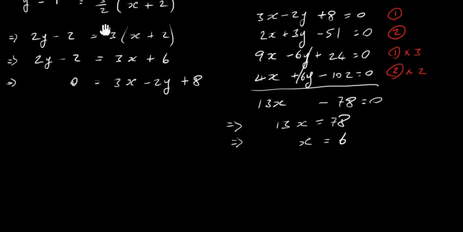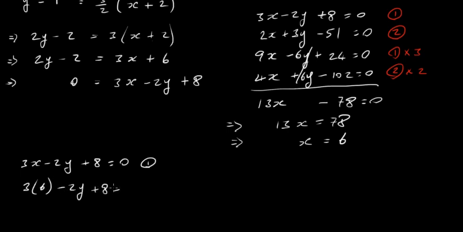I can take one of these equations and stick the x value in to find y. So let's pick equation 1. So we got 3x minus 2y plus 8 equal to 0. This is equation 1. So let's stick the x in here. So you got 3 times 6 minus 2y plus 8 equal to 0. So 3 6's will give me 18. Minus 2y plus 8 is equal to 0.